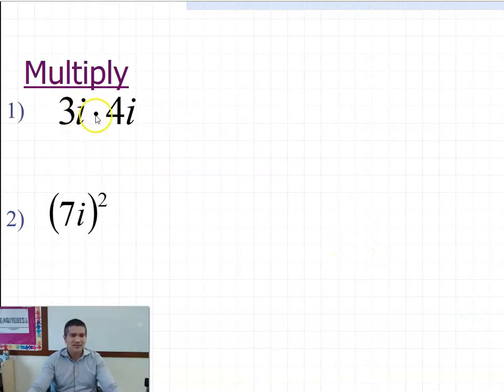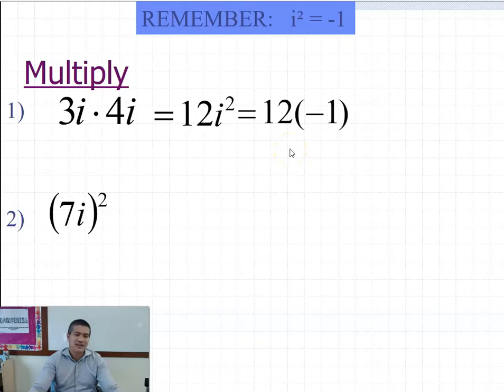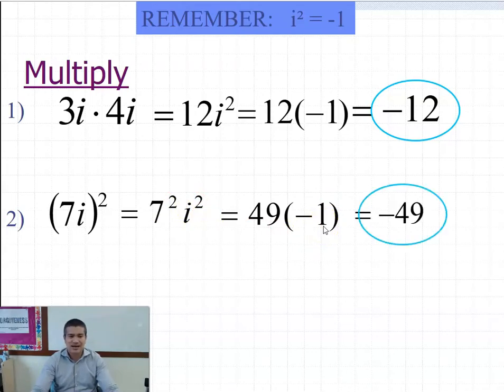So 3i times 4i. Therefore, we have 3 times 4 and i times i. That will give us 12i squared. And remember, i squared is equal to negative 1. So therefore, we will have 12 times negative 1, which gives us negative 12. And then 7i times 7i. So therefore, it will give you 7 times 7 and then i times i, right? So we get now 49i squared, where i squared is equal to negative 1. So therefore, your answer is negative 49.